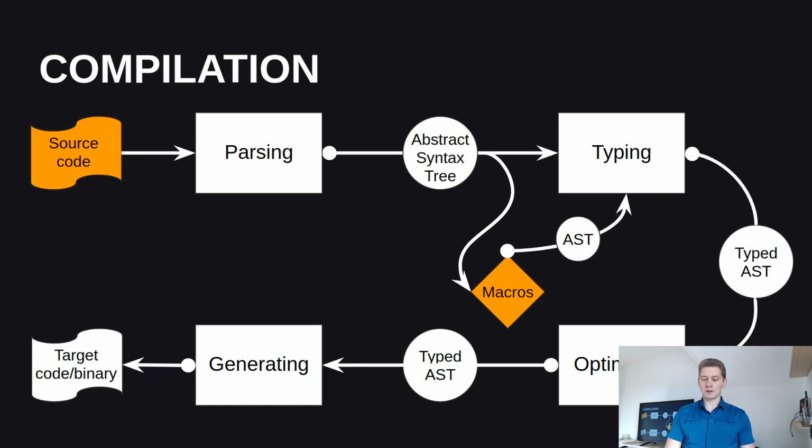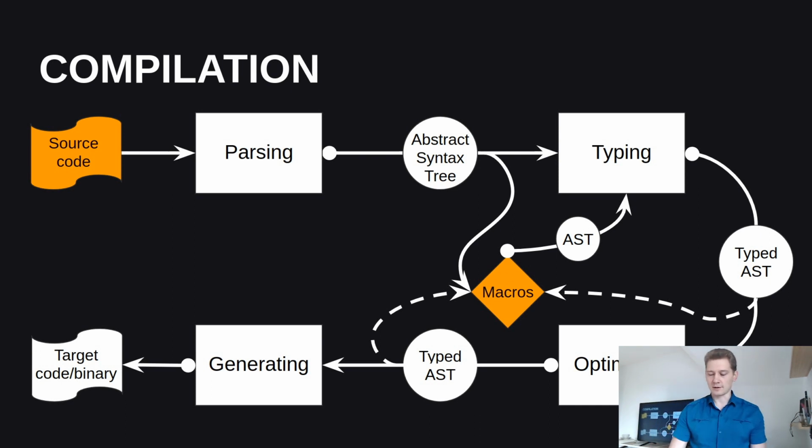Macros cannot produce any typed syntax tree. They cannot modify typed syntax tree. They can only read typed syntax tree at some stages and produce more untyped syntax tree. Macros can get type information after typer or after optimizer. So macros are great. You can do wonderful things, and you can break the compiler with macros.